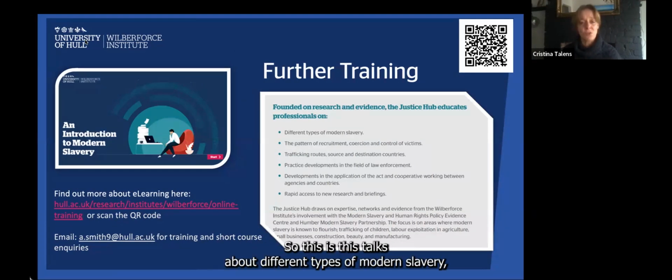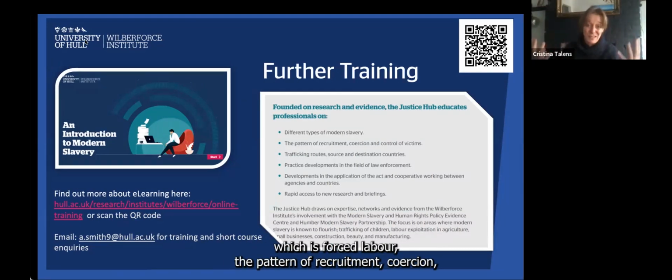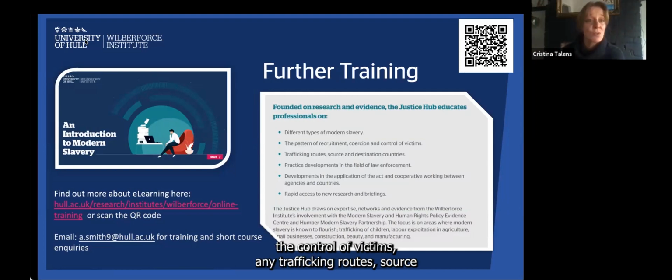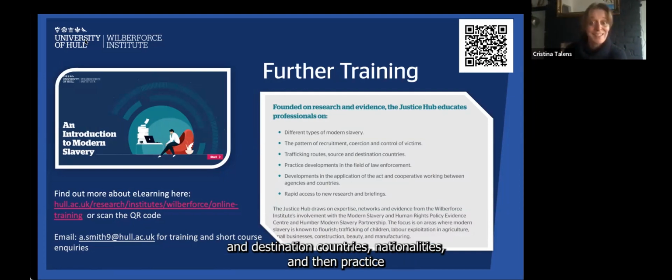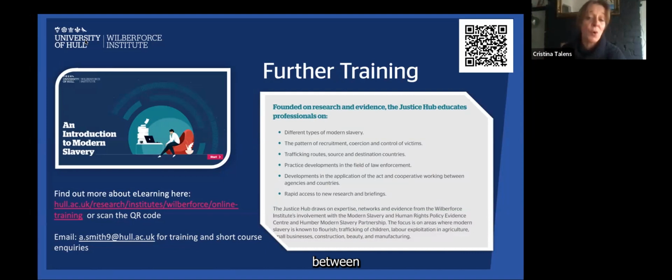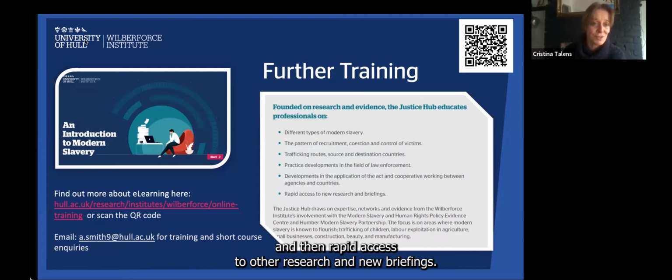This talks about different types of modern slavery, which is forced labor, the pattern of recruitment, coercion, the control of victims, any trafficking routes, source and destination countries, nationalities, and then practice developments in law enforcement and cooperation between agencies and countries, and then rapid access to other research and new briefings.